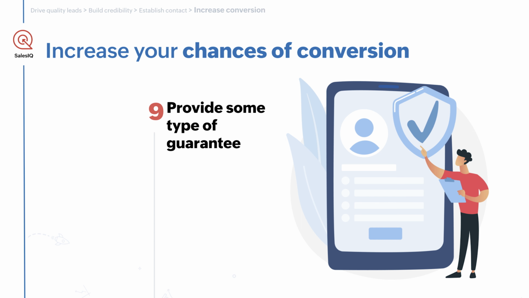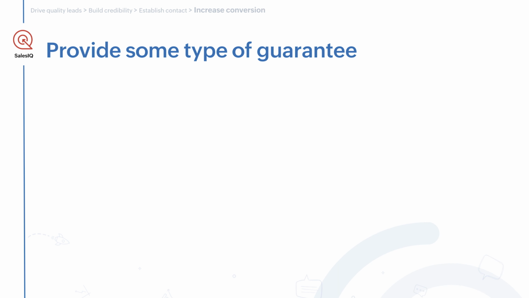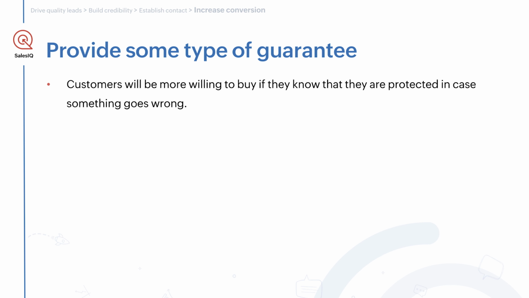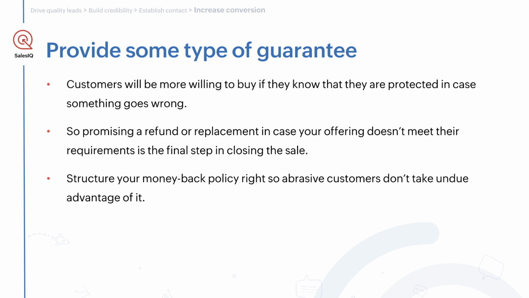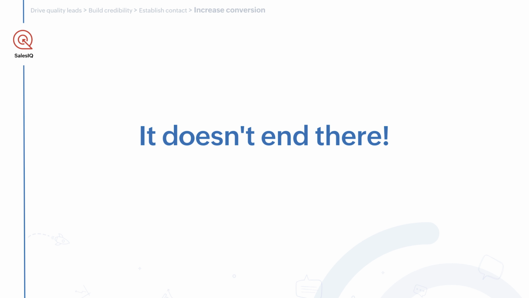And finally, give them some type of guarantee, because when we're talking about sales, we are also talking about money. So, however great you think your product could be, people are more willing to part with their money if they know that they're protected in case something does go wrong. So, promising a refund or a replacement in case your offering doesn't meet their expectations is that final step in closing the deal. Just make sure that your money back guarantee is structured right, so that it's not taken undue advantage of.